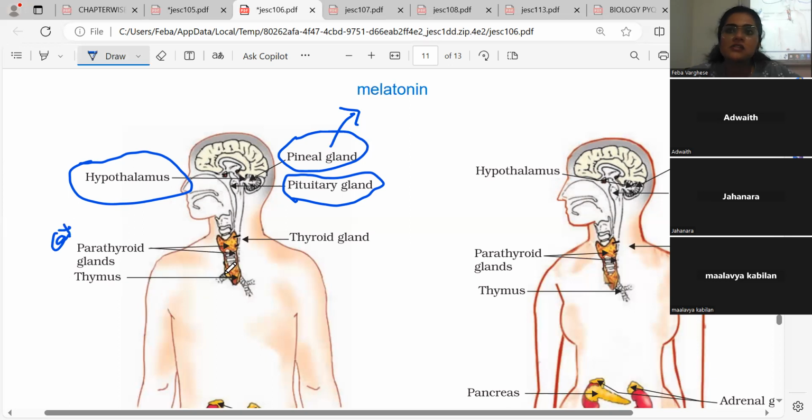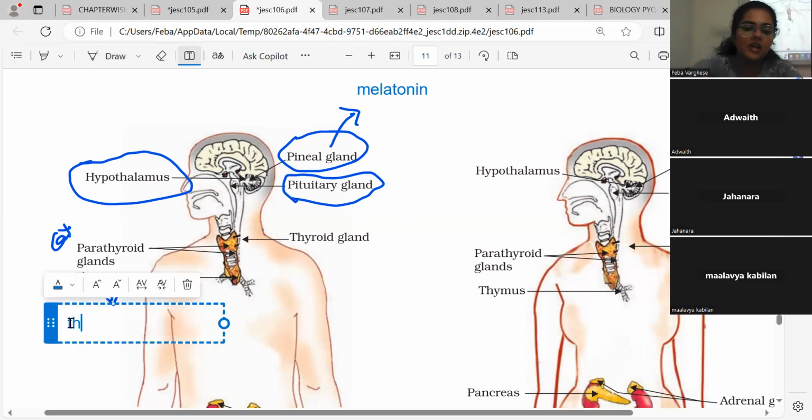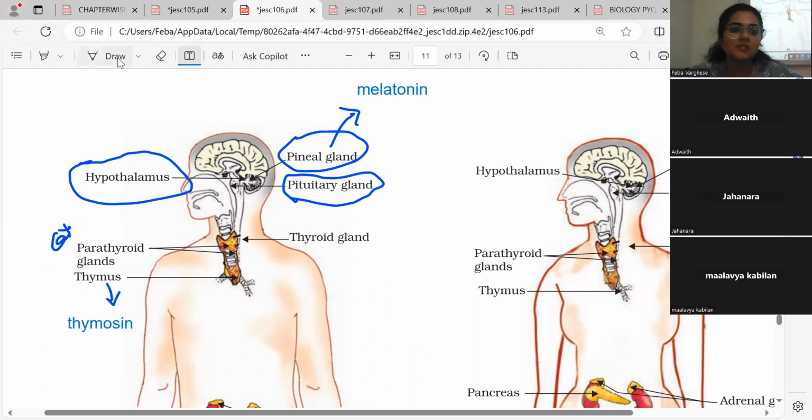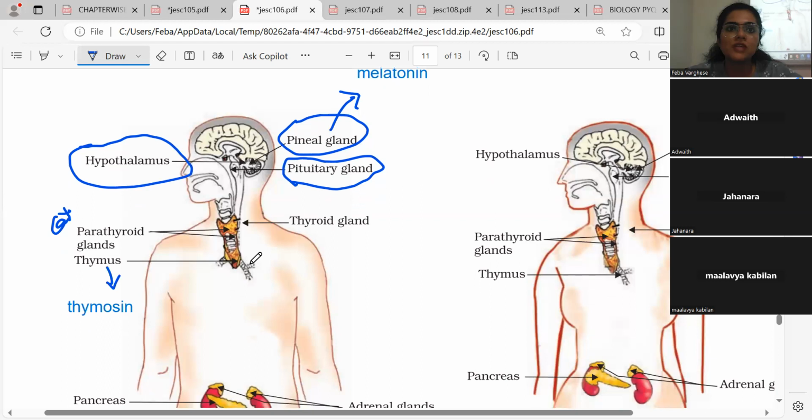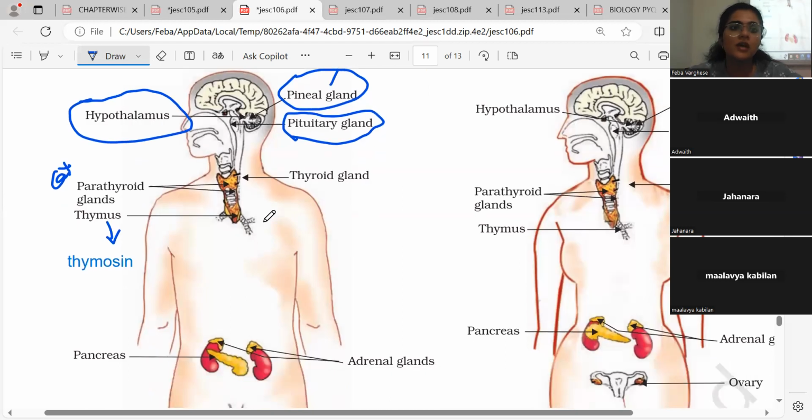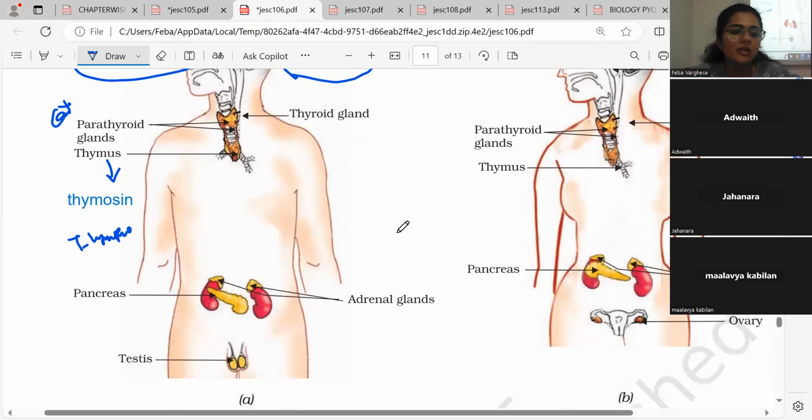Now what about the thymus? Thymus is going to secrete a hormone called thymosin. Okay, thymosin. Now, what is the significance of thymosin? Thymosin helps in maturation of your WBC so that they can attack the pathogens. Okay, maturation of WBCs, especially the T lymphocytes. T lymphocytes get matured over here in the thymus, and thymosin is helping in the process of this maturation. So you can say that it basically is concerned with the function of immunity. It imparts immunity to your body.